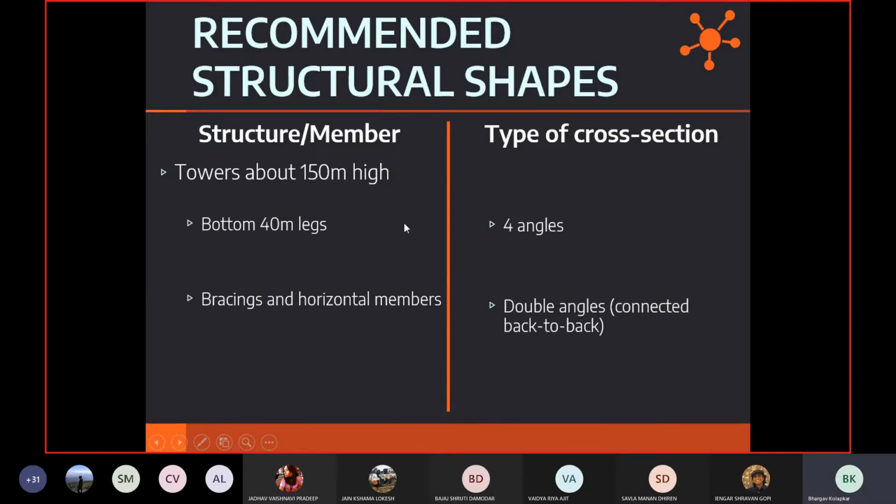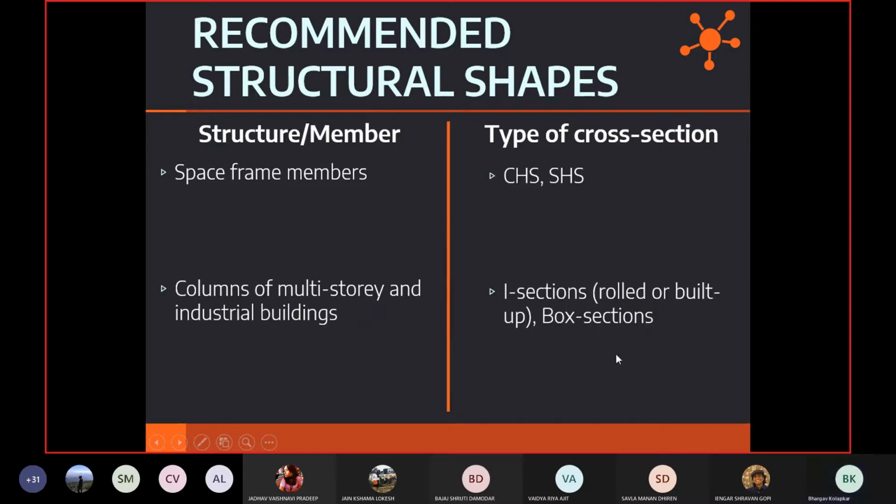For bracings, again, you can use the same. If you have towers that are about 150 meters high, which is roughly 40 stories, so for the bottom 40-meter legs, so approximately for the bottom 10 stories, you can use four angles with plates. And for bracing on the horizontal members, you can use double angles. Then if you're looking for something in space frames, then definitely hollow sections are preferred. You might have seen a lot of space trusses, particularly at airports. So in that case, hollow sections are really preferred.